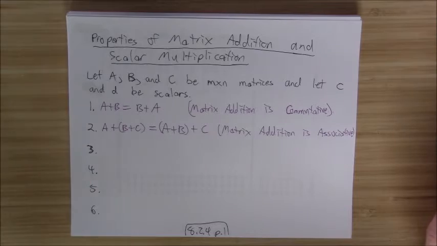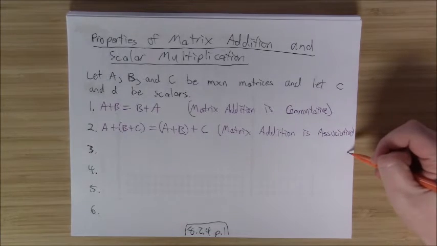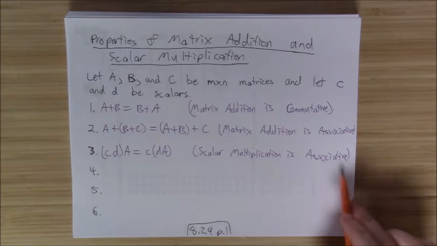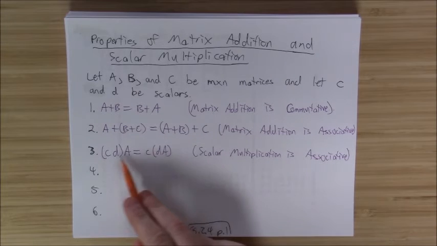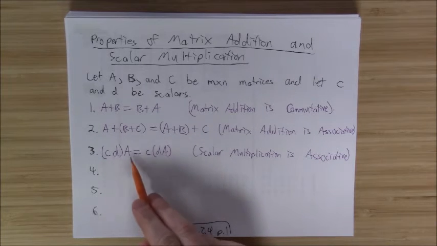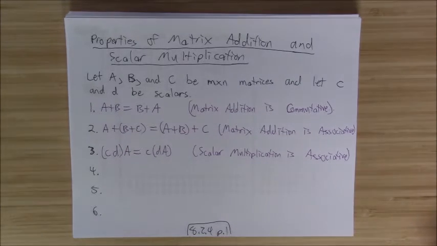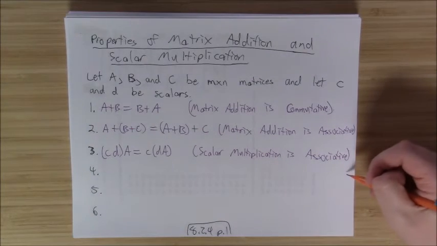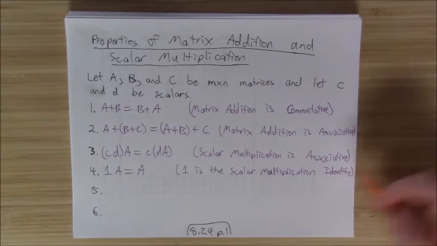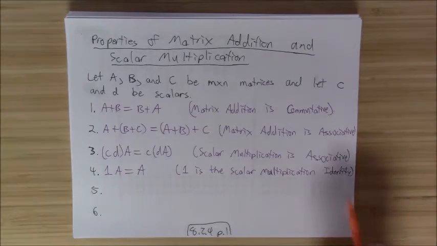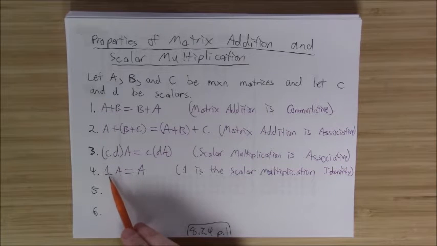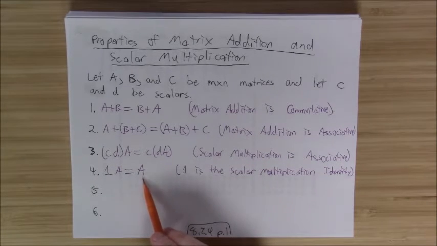As far as scalar multiplication, we have that scalar multiplication is also associative. Namely, if we do C times D as scalars first and then do the scalar multiplication into A, it's the same thing as doing the scalar multiplication of D into A and then C into that result. We also have the following interesting identity. We have that 1 is in fact the scalar multiplication identity. What that means is that if you take the scalar 1 times A, you always just get A back.